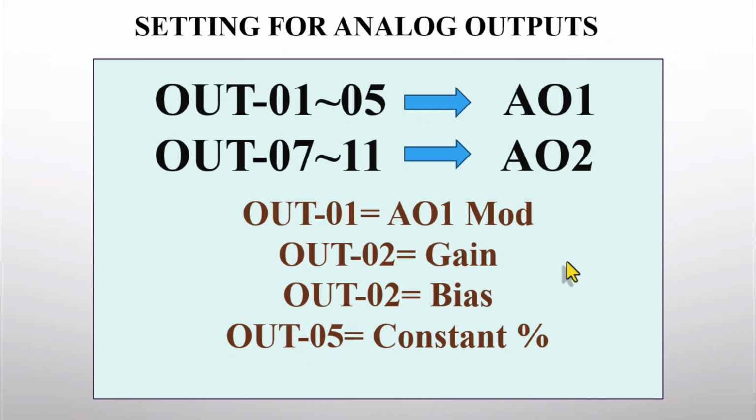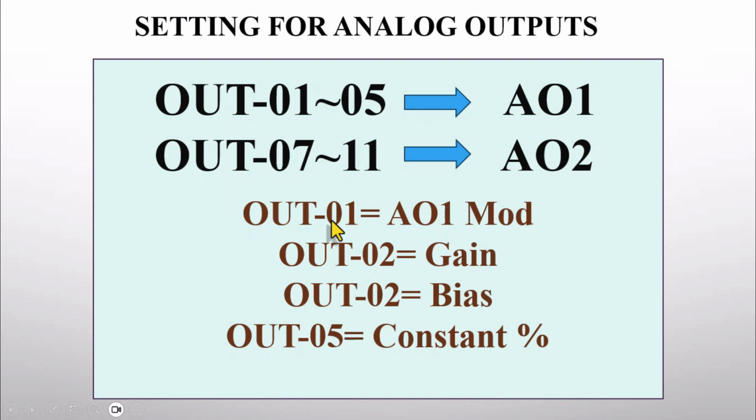But the settings we need to make for the analog output of the H100 inverter are that we have to enter the OUT group. We said that in order to configure the outputs of the H100 inverter in general, we need to enter the OUT group, and there, whether it's a digital output or an analog output, we set the relevant parameters. So the parameters related to the first analog output, which is terminal AO1, range from parameter OUT-01 to OUT-05, and for AO2, which is the second analog output of this inverter, from parameter OUT-07 to OUT-11. But what is OUT-01?